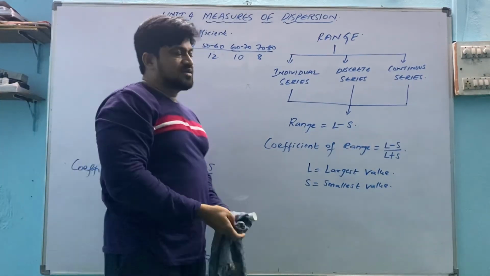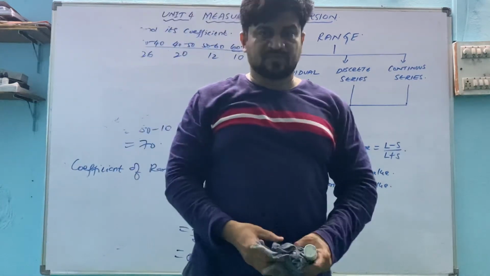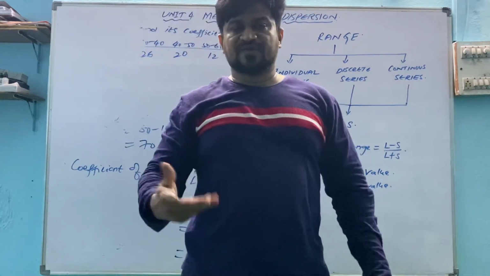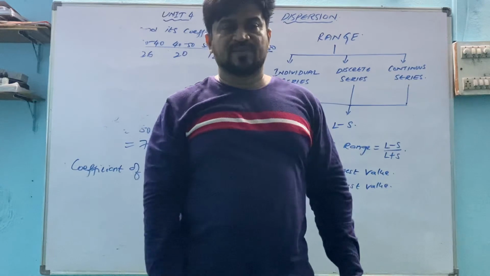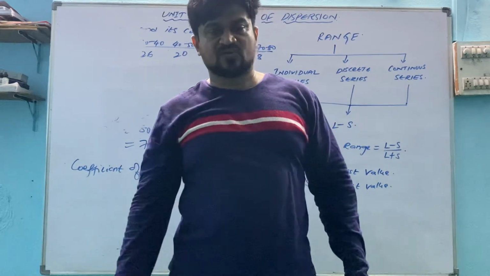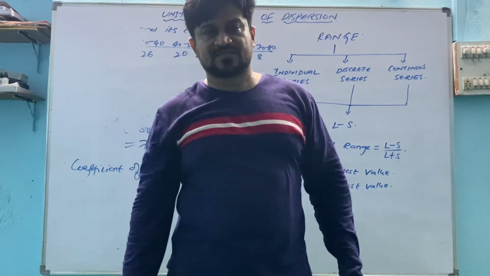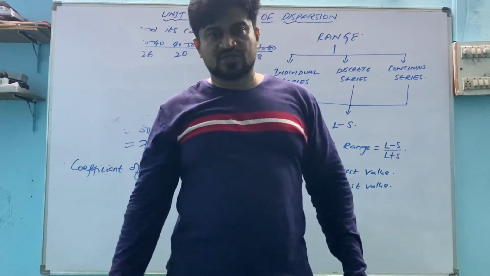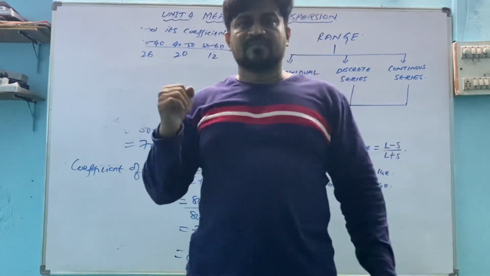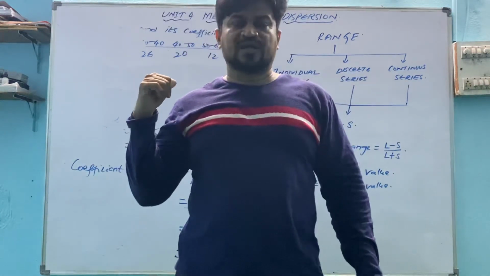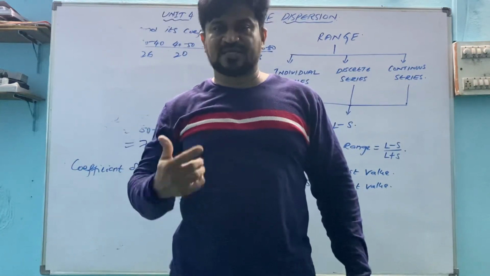So topic 1 from measures of dispersion is range. Range is a very simple topic. Just what you need to remember is largest minus smallest. Range equals L minus S, and coefficient of range is L minus S by L plus S. For all three types of questions you will have the same formula. But you have only two types of problems in this one, individual series and continuous series.